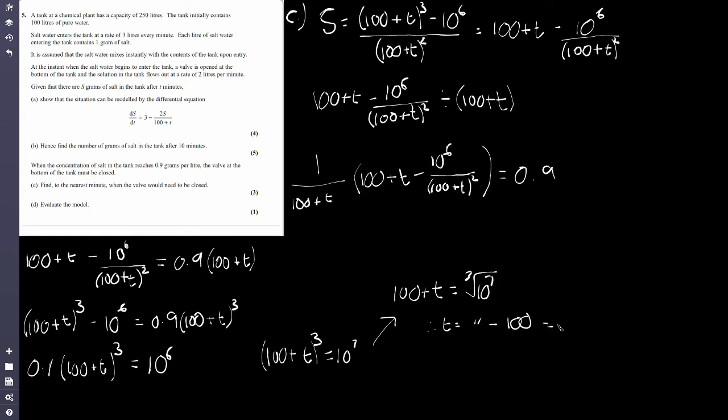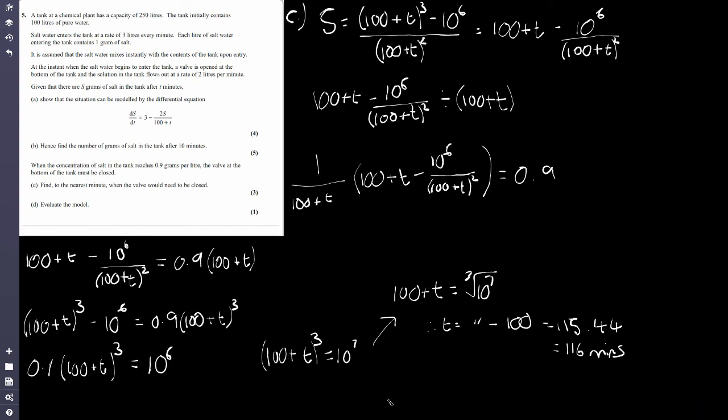So if you put this in on your calculator, so if I just quickly do this, see what I get. This will give us the cube root of 10 to the 7 minus 100. So this gives us 115.44. Okay, but because it's to the nearest minute, make sure you give this as 116 minutes. And there we have it, that's part C done.